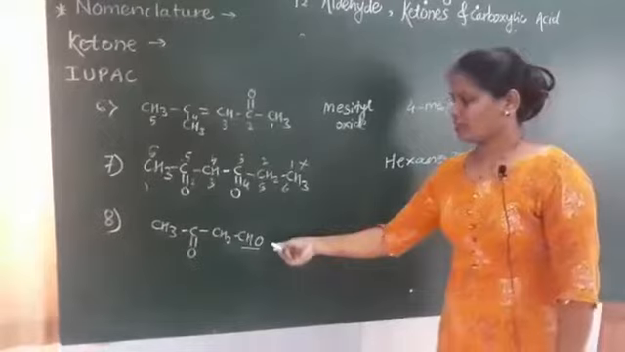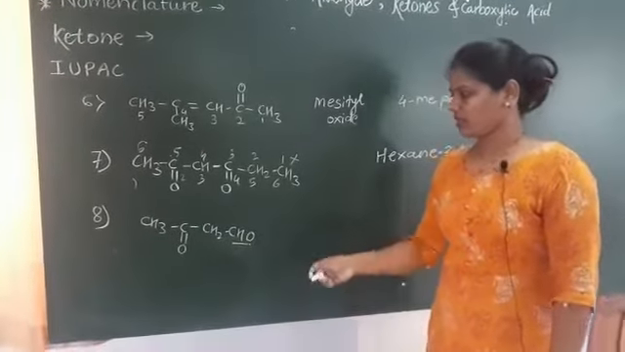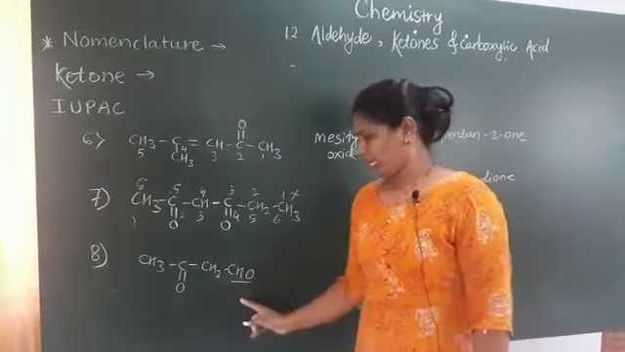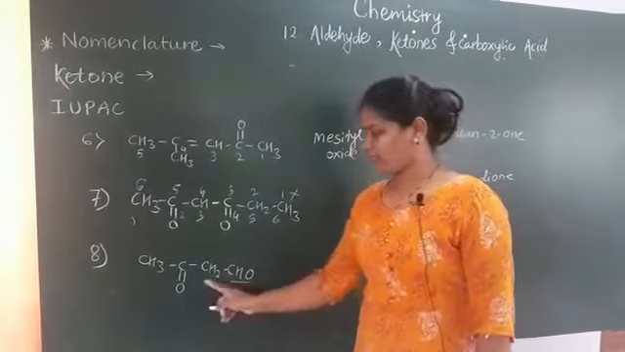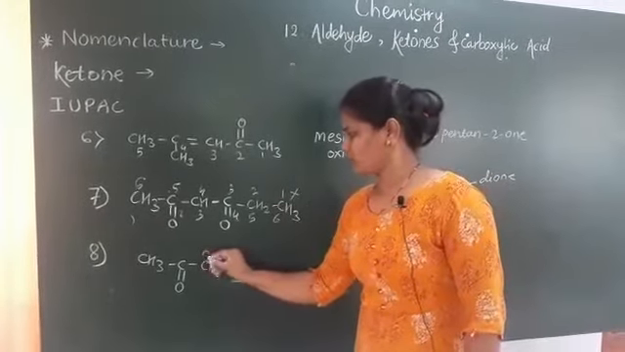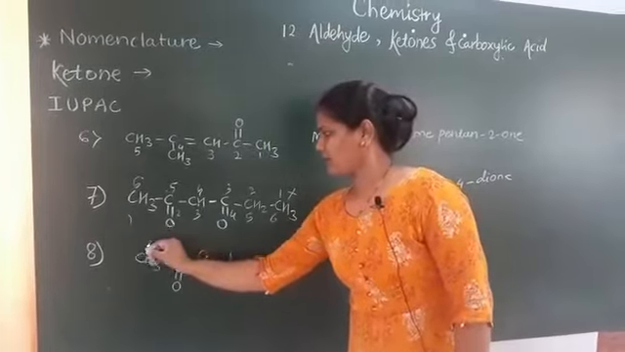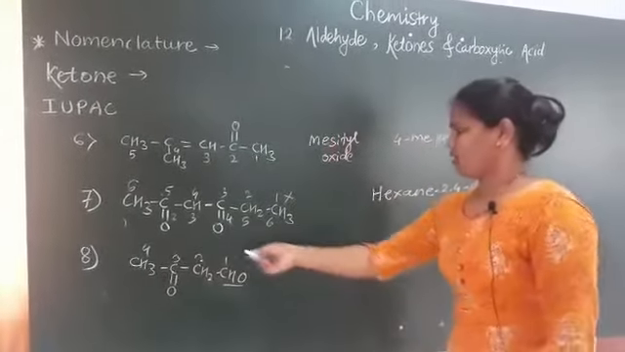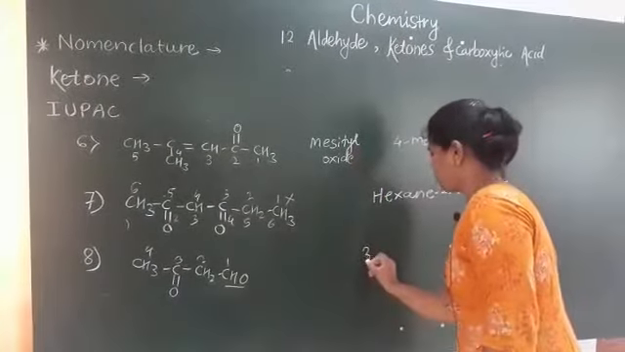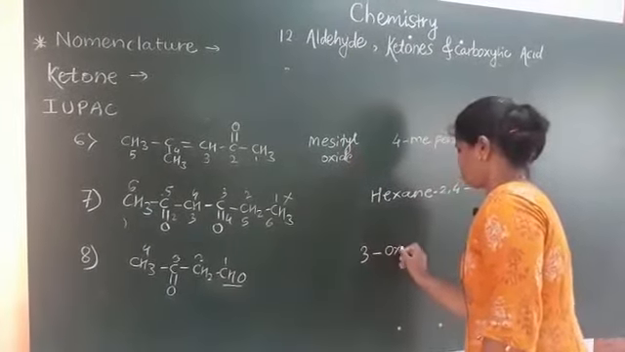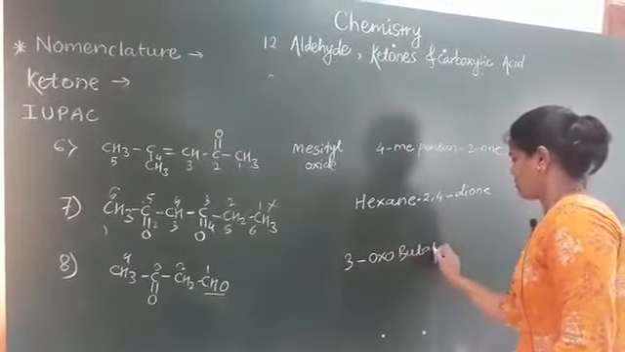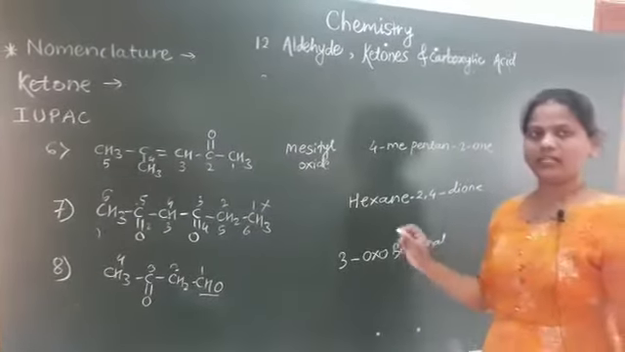Next one is a polyfunctional compound. Here 2 functional groups are given, one is the aldehyde, another one is the ketone. The aldehyde has higher priority than the ketone. So the numbering is always 1, 2, 3 and the fourth one. Then for the name, in such examples the ketonic group is always shown as oxo. So 3-oxobutanal. This is the correct IUPAC name.